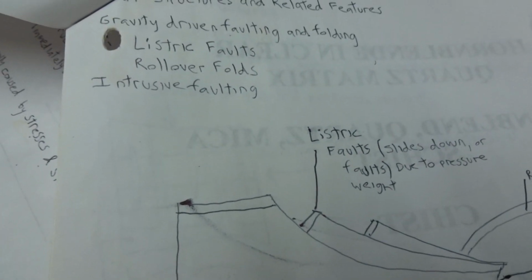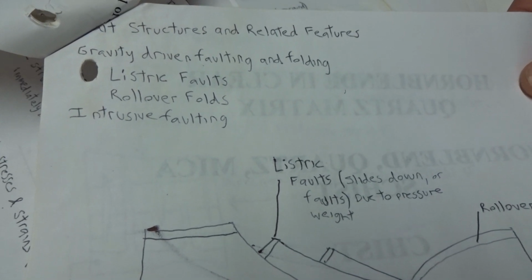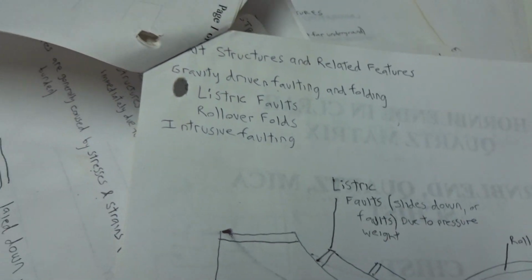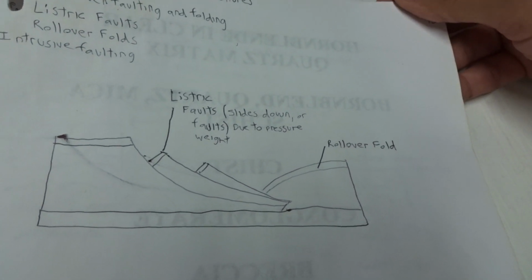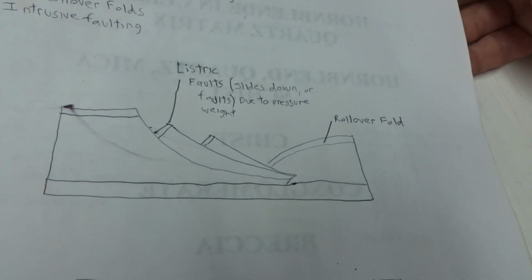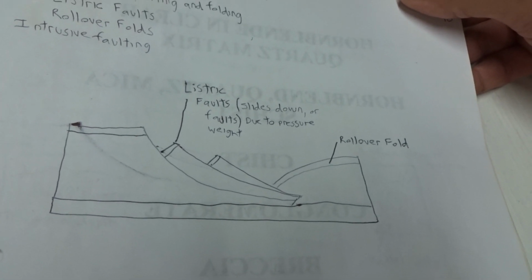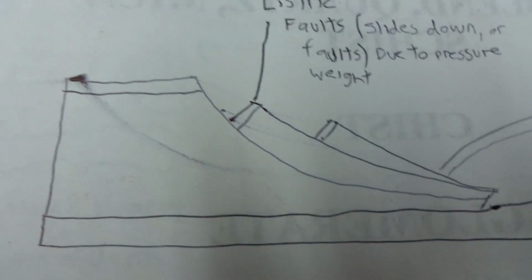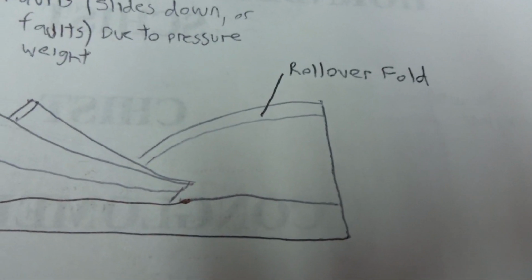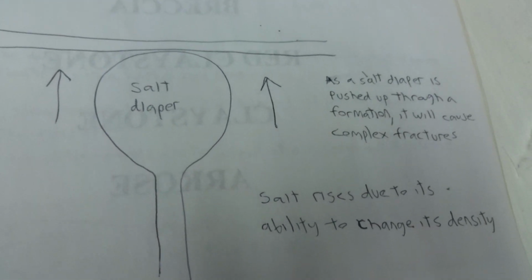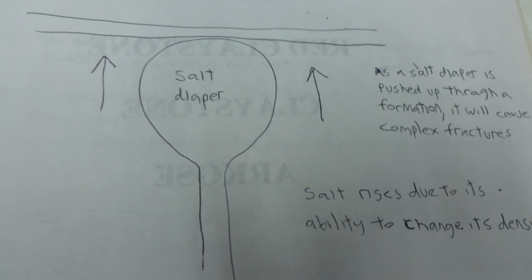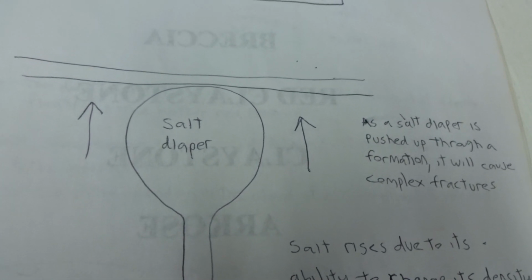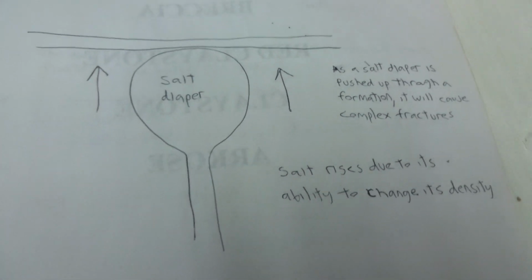We have fault structures and related features, such as gravity-driven faulting and folding. We have listric faults, rollover folds, and intrusive faulting. In the listric faults, they are made of salt, and the salt is soft, so it tends to fall down, as in this picture, or have rollover folds. Here's a salt diapir. As the salt diapir is pushed up through a formation, it will cause complex fractures. Salt rises due to its ability to change its density as it rises.